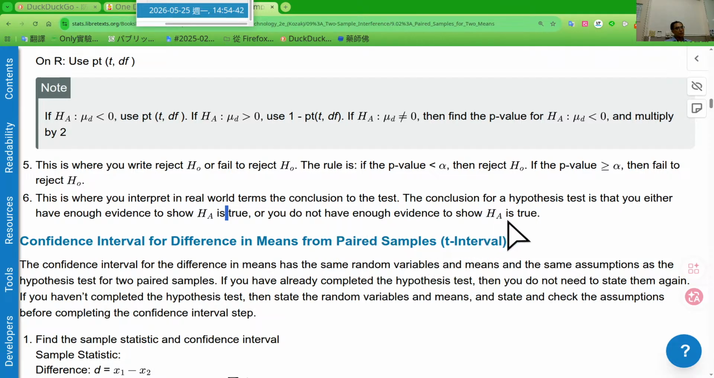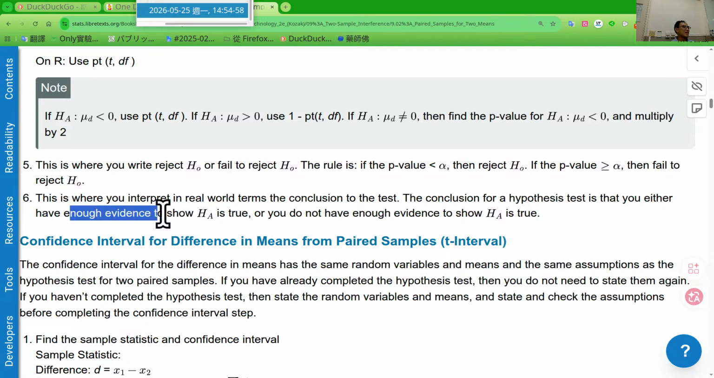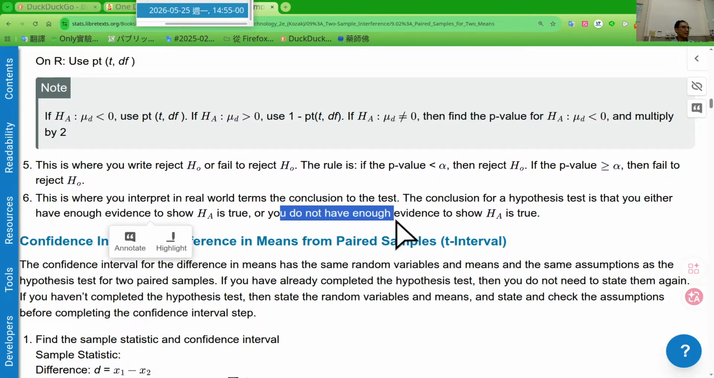The conclusion for a hypothesis test is that you either have enough evidence to show the alternative hypothesis is true, or you do not have enough evidence to show the alternative hypothesis is true. Okay, you have enough evidence or you don't have enough evidence.